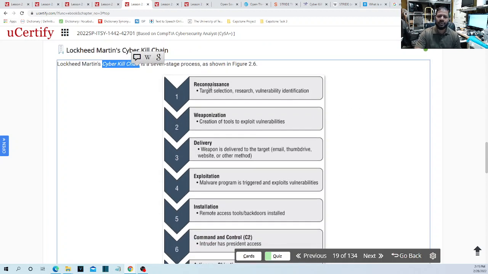First would be reconnaissance. Let's understand this model. Reconnaissance means gathering information about your company, about your computer system, before launching an attack. There is publicly available information on the internet about any company, so that information can be gathered using the internet.